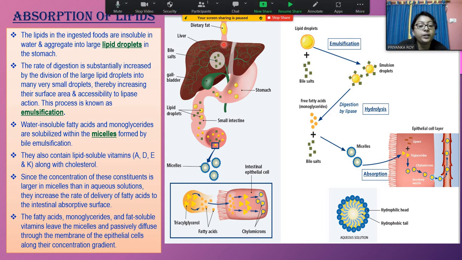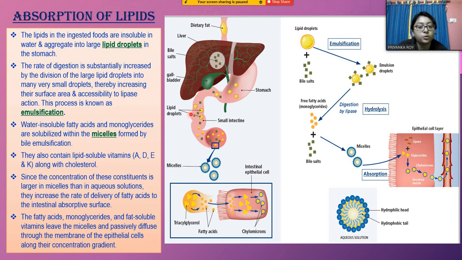So when dietary fat enters the stomach and intestine, the bile salts combine with it. So these are the smaller lipid droplets here. In the small intestine, we will see lipid droplets as well as bile salts, and micelles are being formed. The lipid in the ingested food is insoluble in water, that we already know, and therefore it aggregates into large lipid droplets in the stomach. The rate of digestion of these large lipid droplets is increased when they are broken down into a number of smaller droplets.